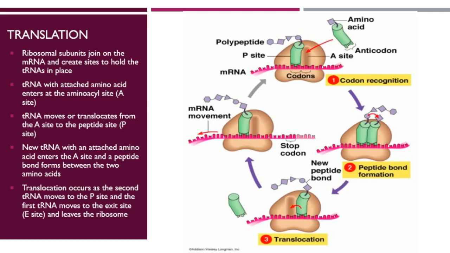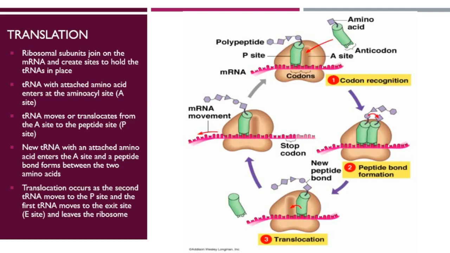Then the transfer RNA, once that codon and anticodon have recognized each other, is going to shift to the P site or the peptide site. The next transfer RNA is going to take the old one's place in the A site. And that anticodon and codon are going to recognize each other.